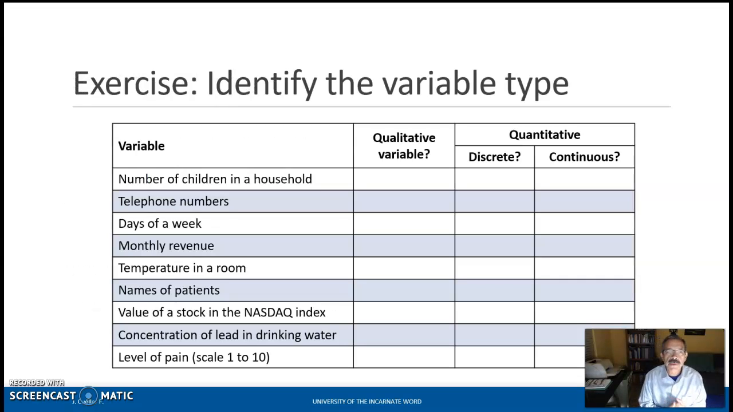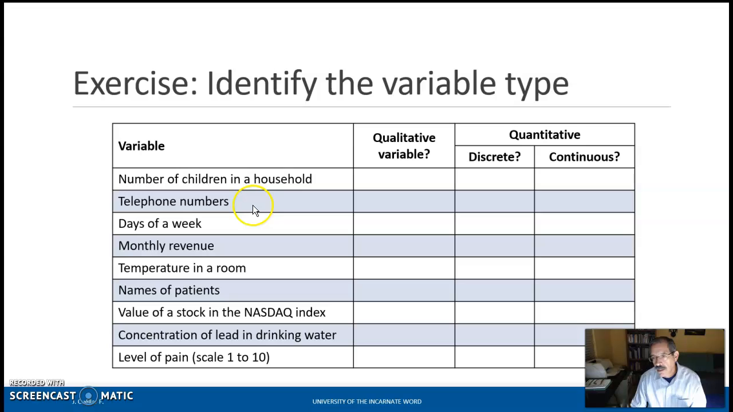Let's look at this example. For example, number of children in a household. Well, is it a qualitative variable or a quantitative variable? Well, you're counting the number of children, right? And because you're counting, you can have 1 or 2 or 3 or 4 or 5 children in a house. So it's quantitative, and because you're counting, it's discrete.